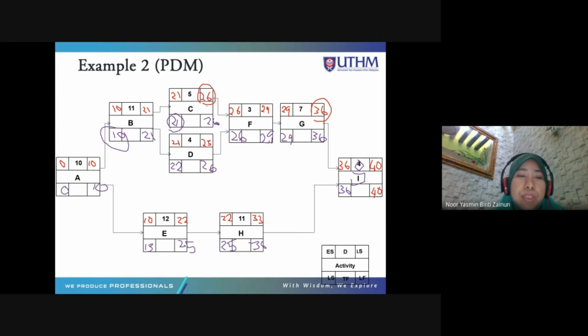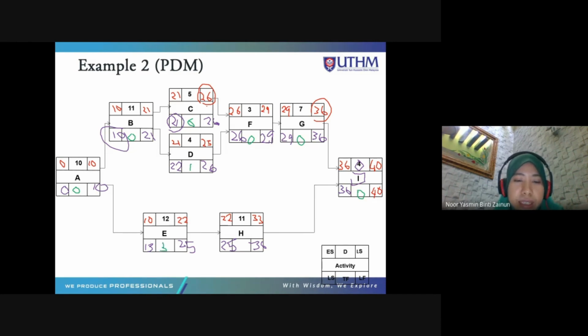Then we calculate the float. 10 minus 10 is 0. 0 minus 0 is 0. 10 minus 10 is also 0. Because the numbers are the same. 21, yes, easy, right? When you see the same numbers, the float is 0. Okay. But this one, 26 minus 25 is 1. 22 minus 21 also 1. 25 minus 22 is 3. 13 minus 10 is 3.